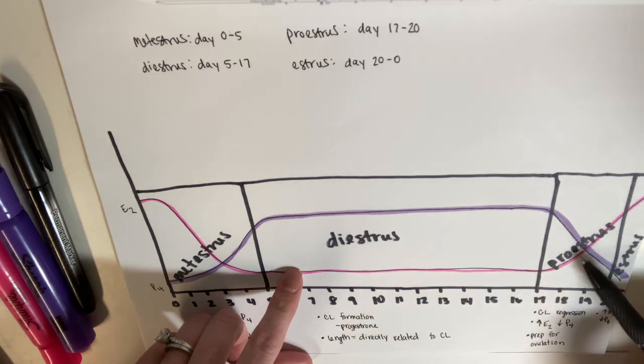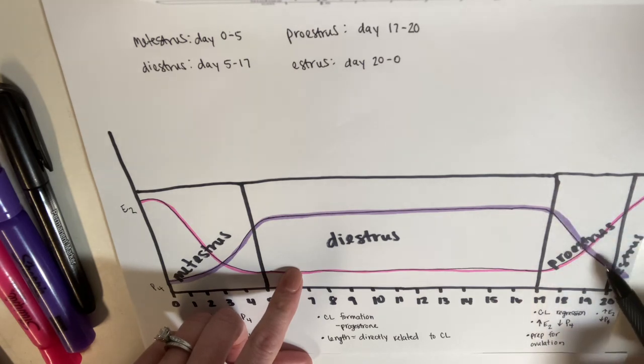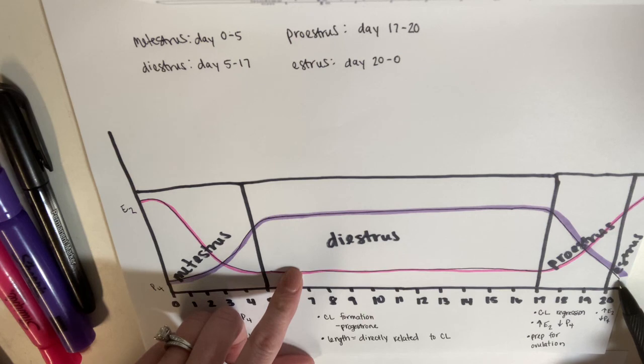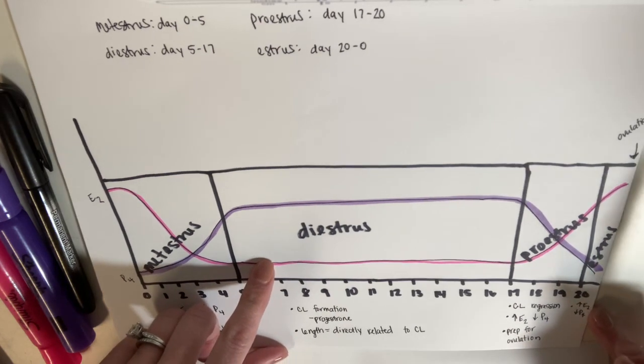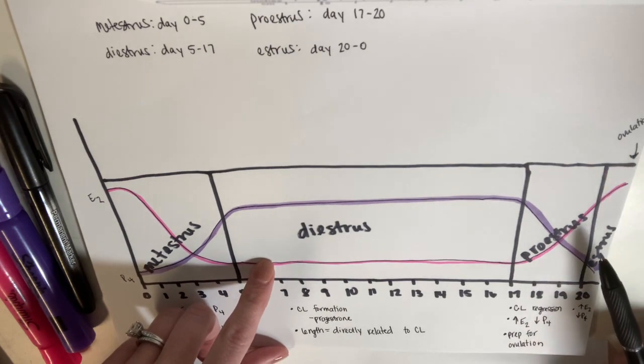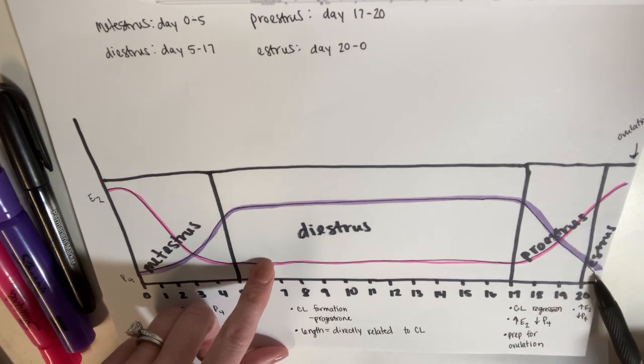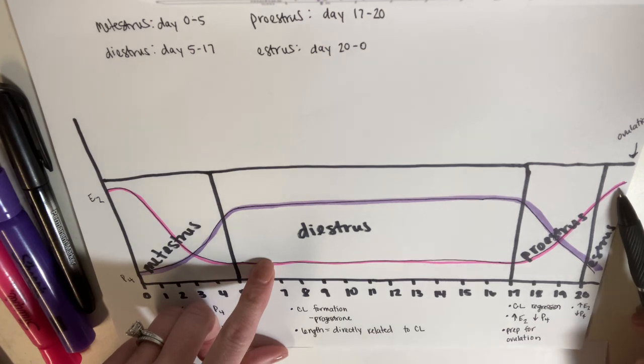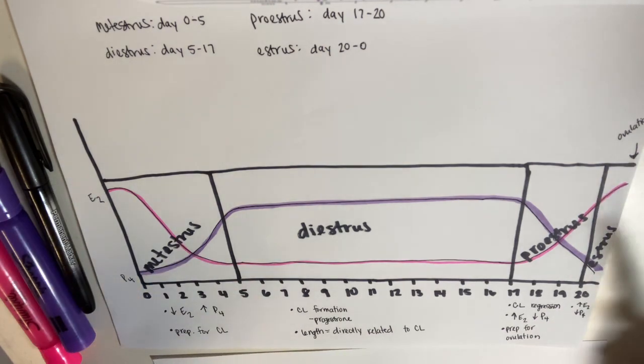Then we go into our proestrus. We'll have decreased levels of progesterone because of our CL regression, and we'll have increased levels of estrogen preparing for estrus, and finally ovulation. And lastly, we have our estrus phase where ovulation occurs. And we said during estrus, our progesterone levels are going to be low and our estrogen level is going to peak out. So it's as simple as that. That's all there is to know about the estrous cycle.